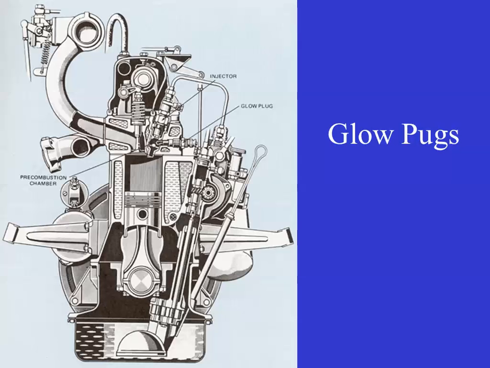Glow plugs. In this case, the glow plug is right up here into a pre-combustion chamber. This is an old diesel, but what happens is you've got a pre-combustion chamber here. To start up, that glow plug would heat up the air in the pre-combustion chamber, and then when the engine is turned over, you would get the spray of fuel into that heated air, and that would ignite and then blow into the main cylinder.